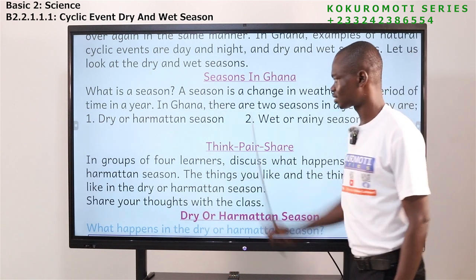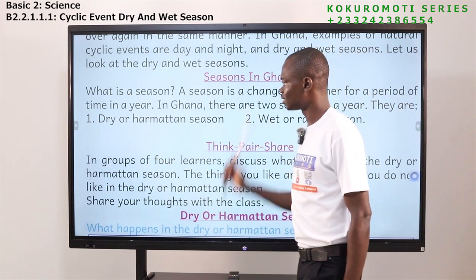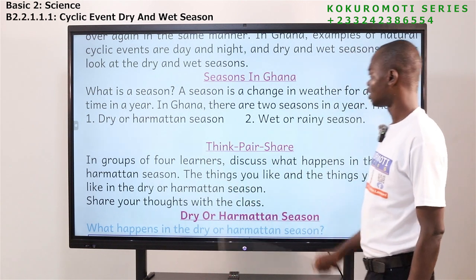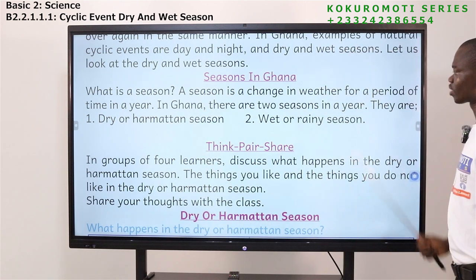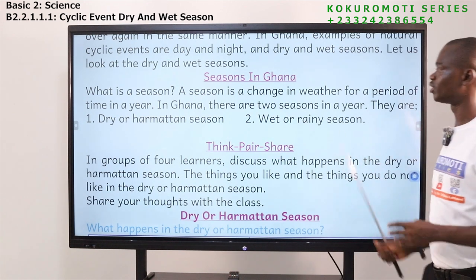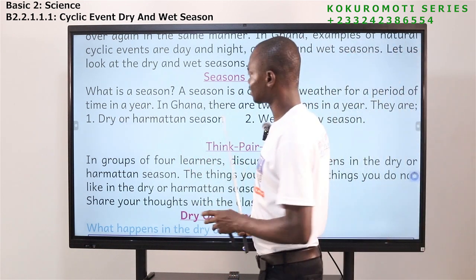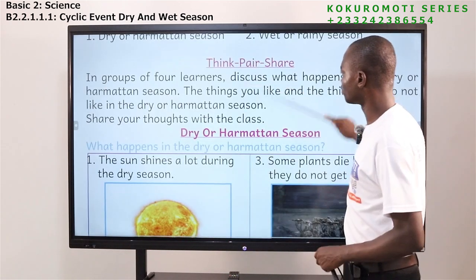So these are the seasons. Let me draw your attention to it once again, that dry season is the same as harmattan season, and wet season is also the same as what? Rainy season. Okay, so wet or rainy season, that is where it rains almost every day. Dry or harmattan season, that season too, it doesn't rain at all. Okay, so let's move on.